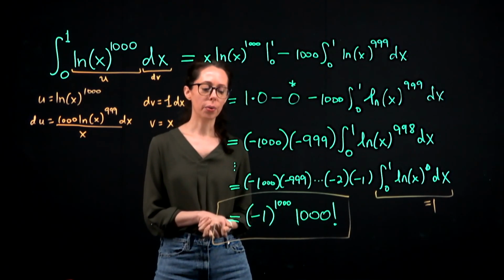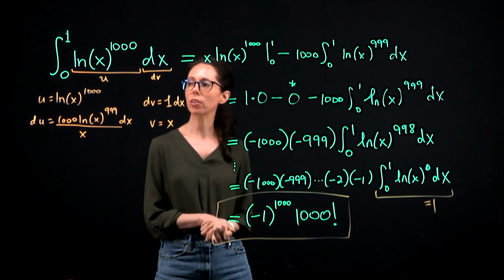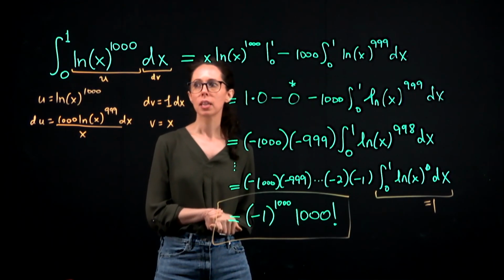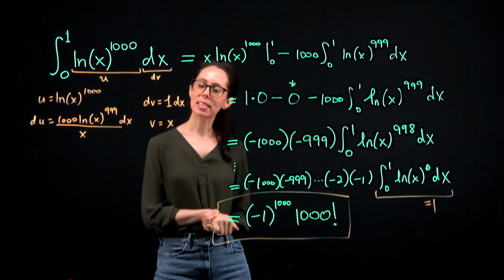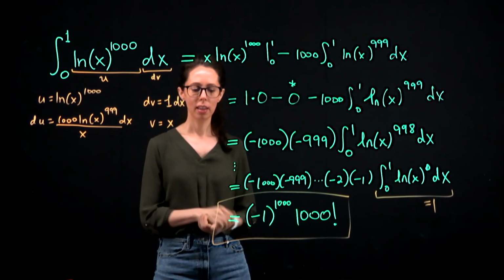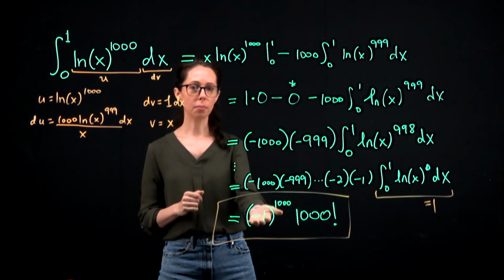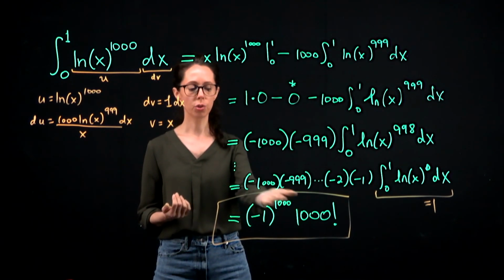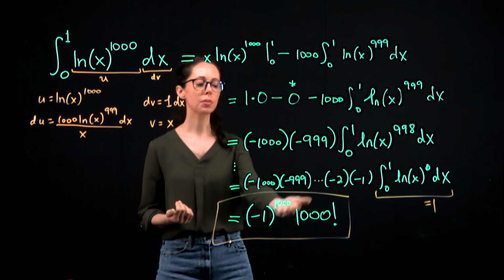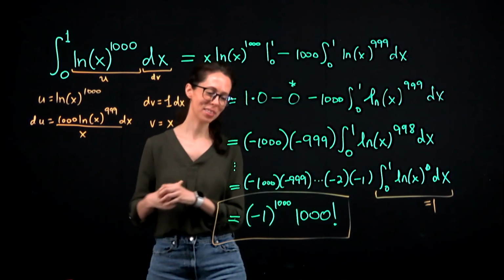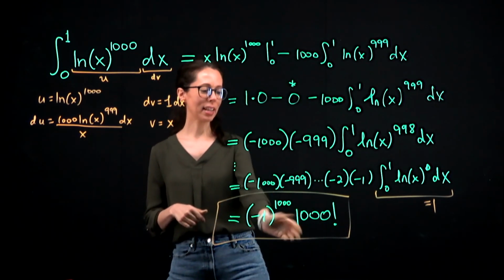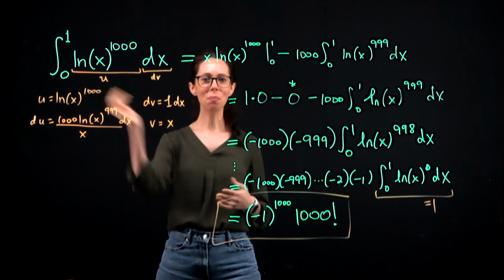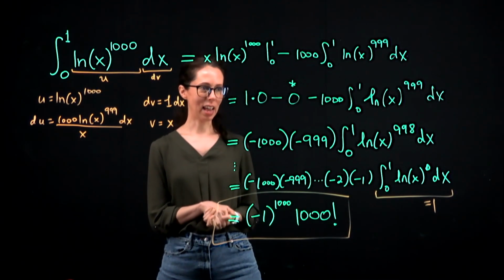So if I said to you, what is the definite integral from 0 to 1 of natural log of x to the 5,007th power? You would know that the leading term would be negative 1 to the 5,007. That's odd. So it'd be negative 1 times 5,007 factorial. Okay, so we have this alternating sign term and then a factorial. That gives us a nice general expression for this integral. Just kind of a fun exercise.